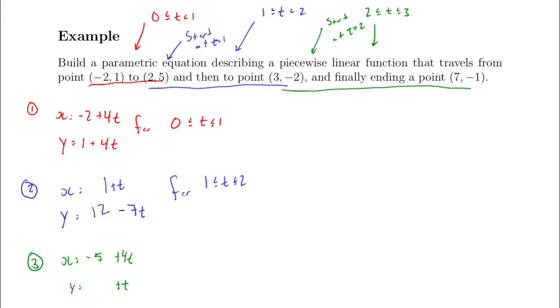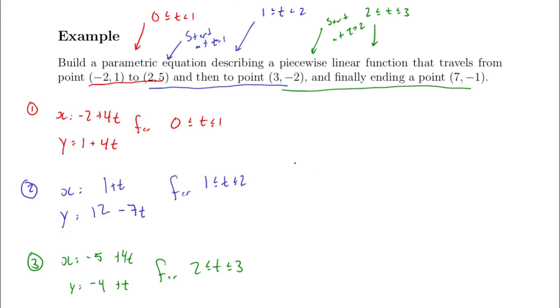We're going to increase by 1 y value when we go from this point to this one. And I need, when t is equal to 2, this to be negative 2. So something plus 2 equals negative 2. That's negative 4. And this is for the t values between 2 and 3.